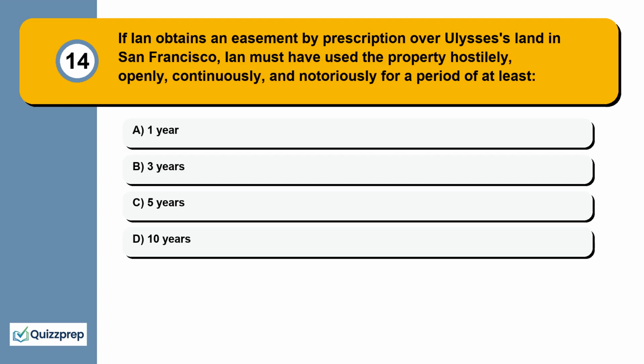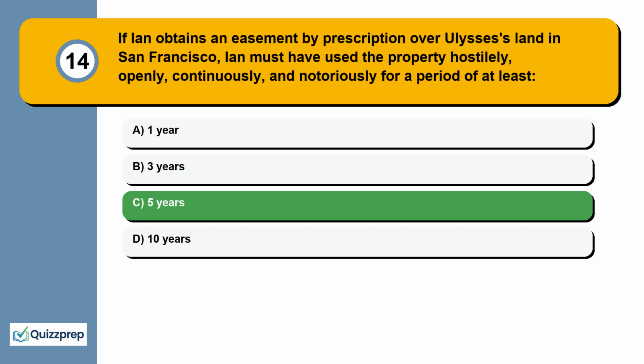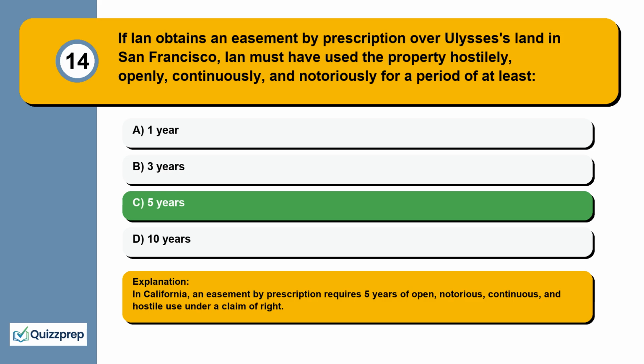Question 14. If Ian obtains an easement by prescription over Ulysses's land in San Francisco, Ian must have used the property hostilely, openly, continuously, and notoriously for a period of at least 1 year, 3 years, 5 years, 10 years. In California, an easement by prescription requires 5 years of open, notorious, continuous, and hostile use under a claim of right.